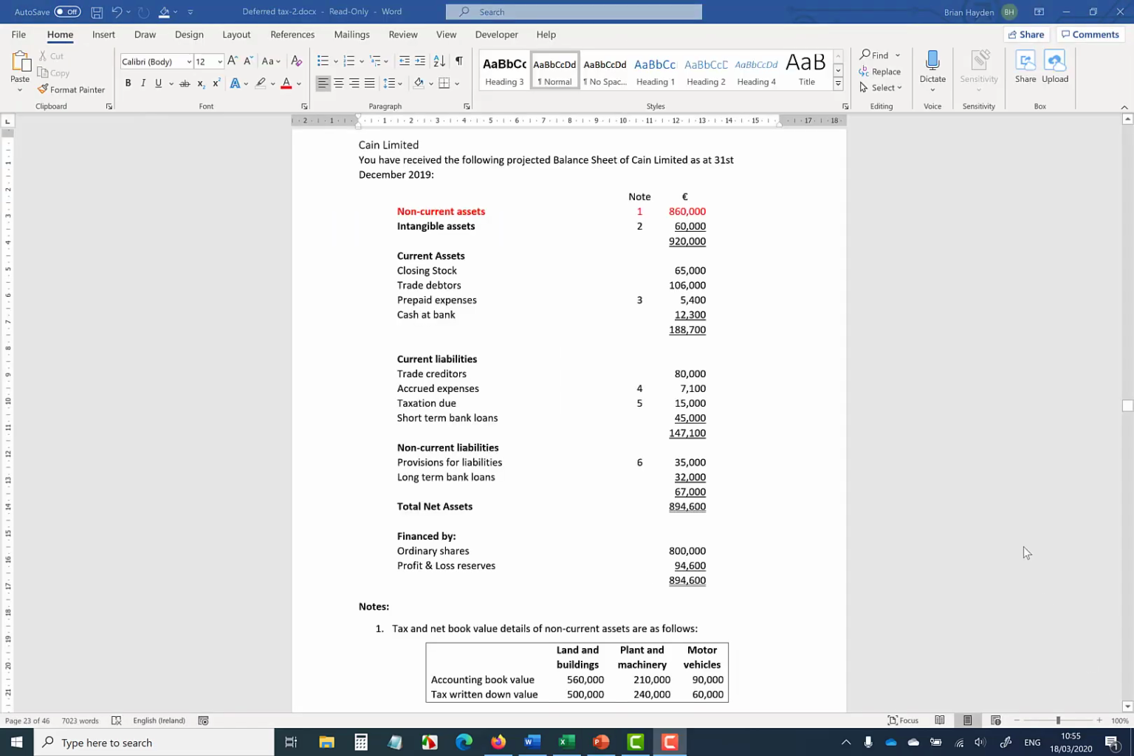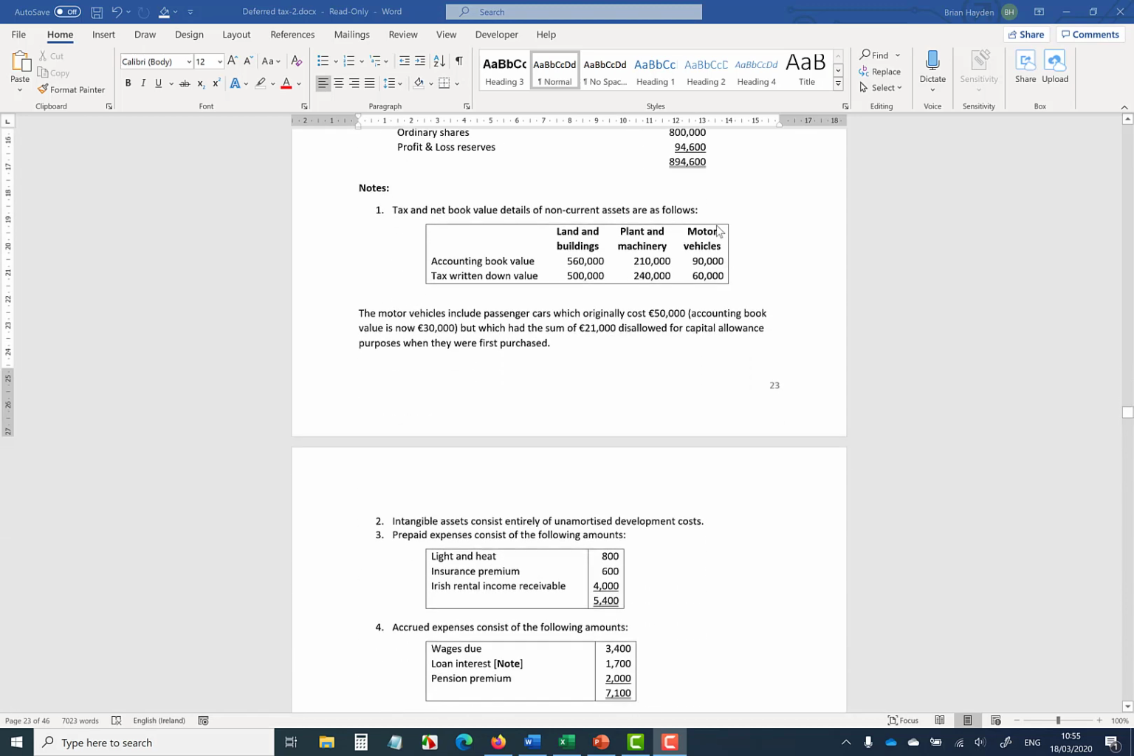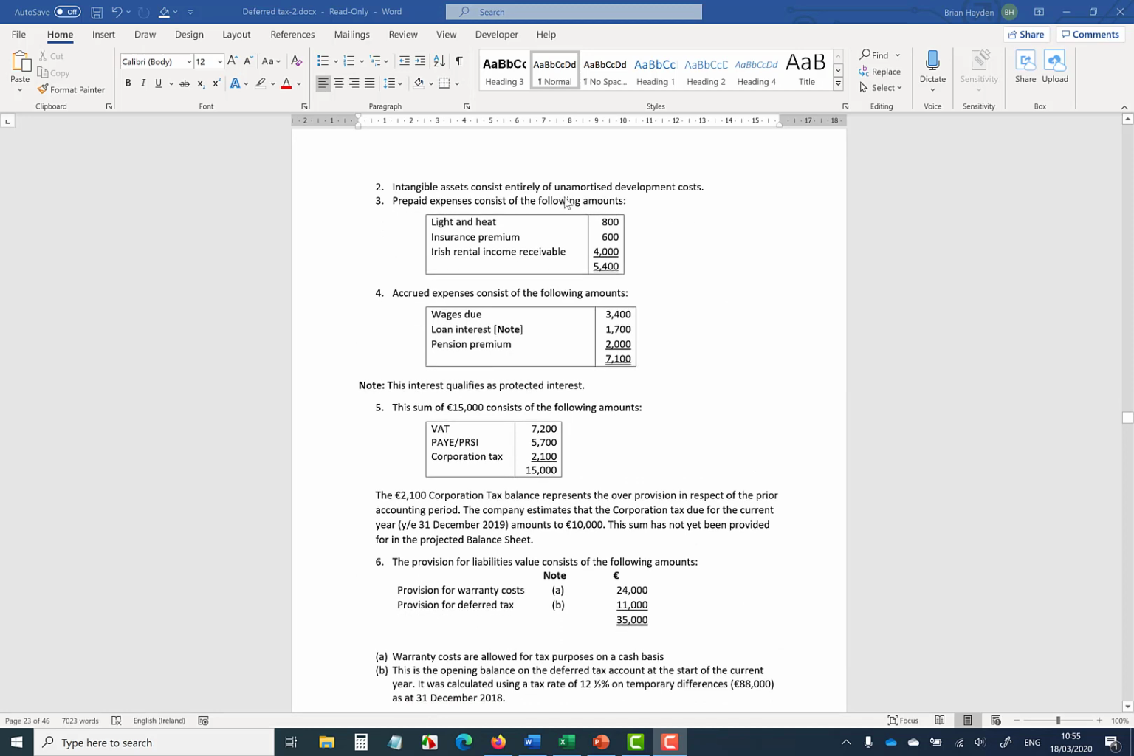So with the tax base rules now outlined, let's have a look at determining the tax base for the various items within the balance sheet. We'll start with the intangible assets. So that's €60,000 carrying value, and just need to look at note 2. So intangible assets consist entirely of unamortized development costs.